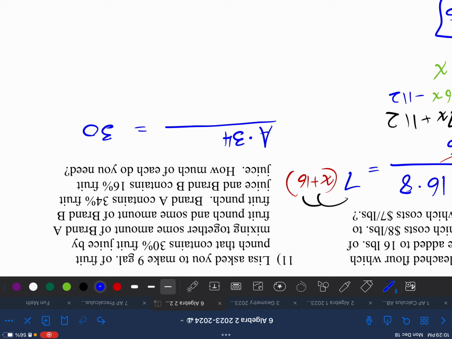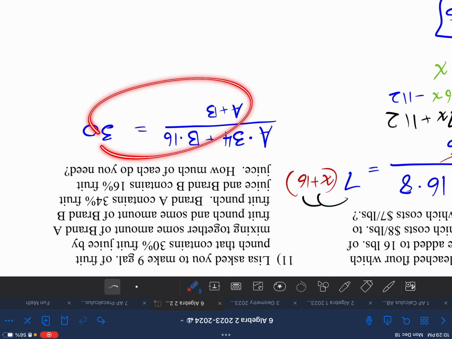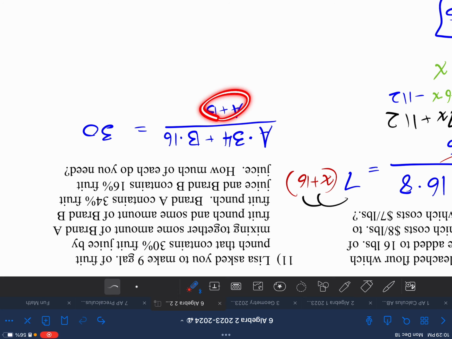So brand A times 34 plus brand B, which we don't know the amount, and that's going to be times its percent, 16%, and that's all over the two amounts added together, which again we don't know. So notice that we have one equation with two variables, which means we need two equations, and that's where this other number comes in. If I add together these two numbers, it makes 9 gallons of fruit juice.